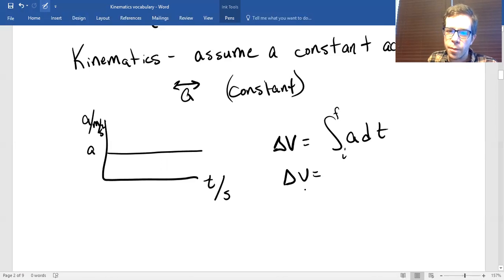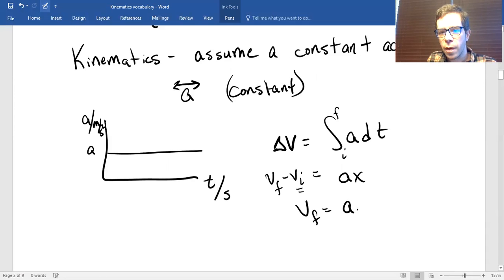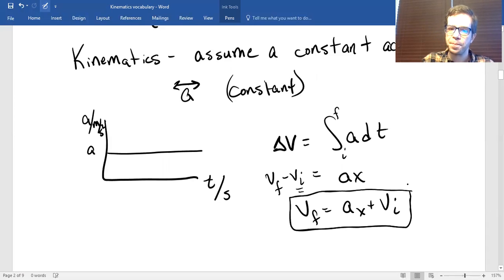Right, so we have our delta v, which is our final velocity minus our initial velocity, is equal to the integral of a dt. So the integral of a is at plus, oh, well, the way I've written it as a definite integral with boundaries, we don't have an integration constant, right? That comes in from here. So we end up with v final is at plus v initial. That's our first kinematics equation that we've derived here.